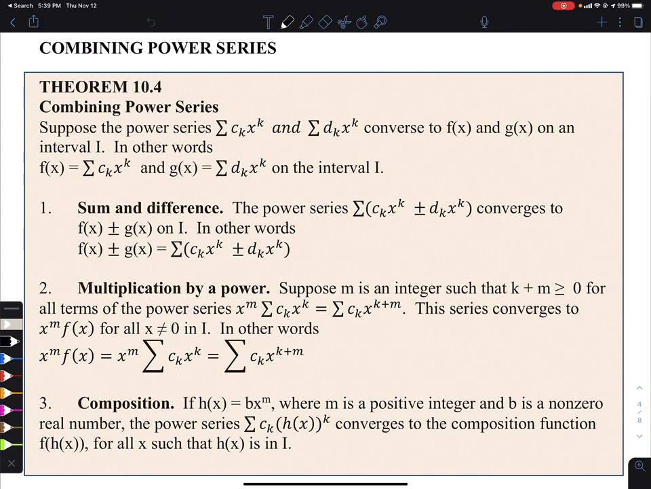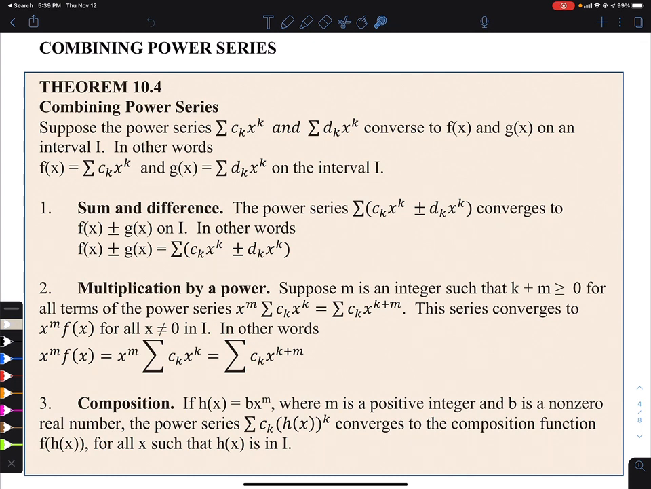All right, now combining power series. This is the section. These 3 and the following 2 are really important. You will use these over and over and over. So make sure you are understanding the concepts here. So we're given 2 power series. One with a coefficient c of k and one with a coefficient d of k. And f of x is associated with the c of k and g of x with d of k.